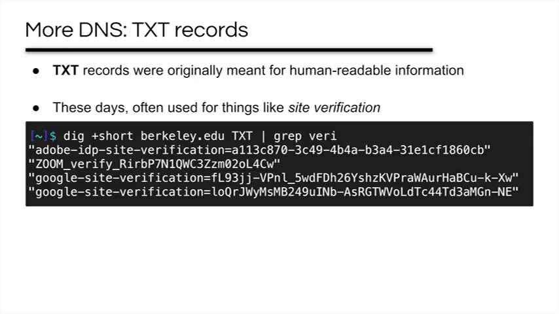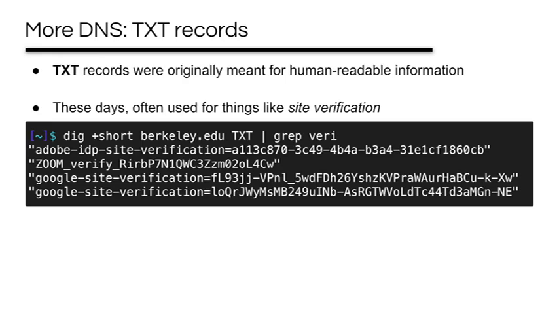Another interesting type of record is the text record. Originally, these were meant for human readable information, but I don't think they were ever really used very much for that. More recently, they've been used for sort of a grab bag of things, but a pretty important one is for doing what's called site verification.